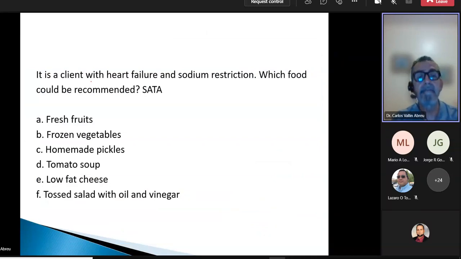It is a client with heart failure and sodium restrictions. Which food could be recommended? Select all that apply. And you need to demonstrate your knowledge of the sodium content of the food. So obviously, everybody knows that fresh fruits are low in sodium and are recommended. So I recommend this. What happens with the processed food? What happens with frozen vegetables? Vegetables are good, yes, but are frozen.